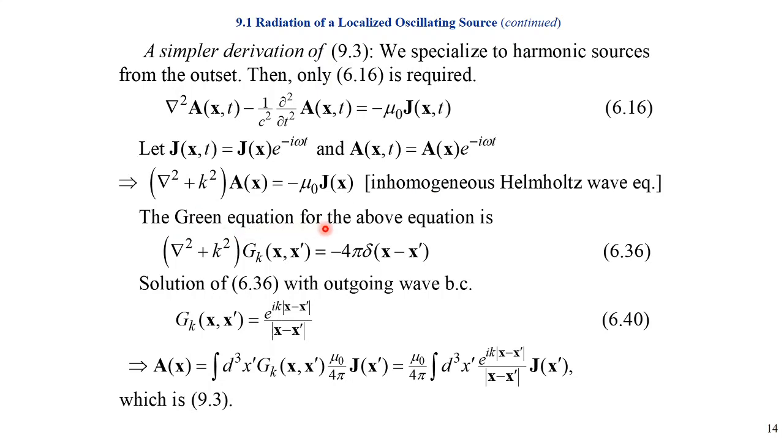So we know the Green function for the above equation is this one. So Ax is simple, just the Green function times the source term, mu 0 over 4 pi, volume integration. Once again, we just move the coefficient mu 0 over 4 pi to the front and perform the volume integration, which is exactly equation 9.3. So we can start from different derivations and we will have the same equations.